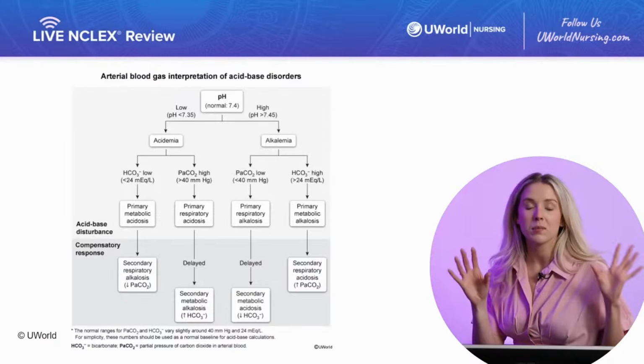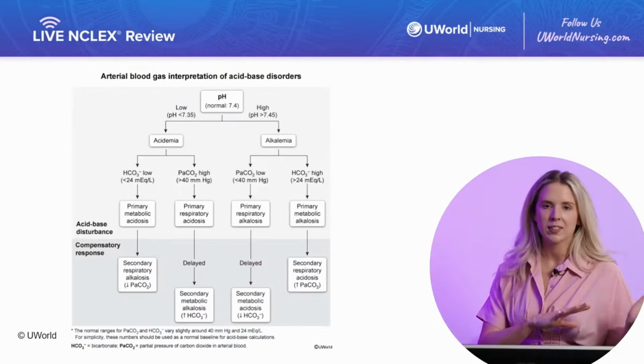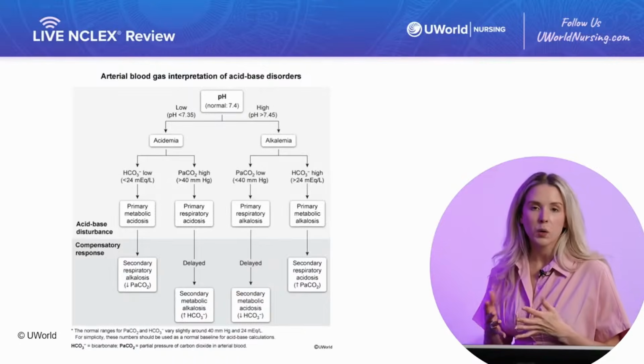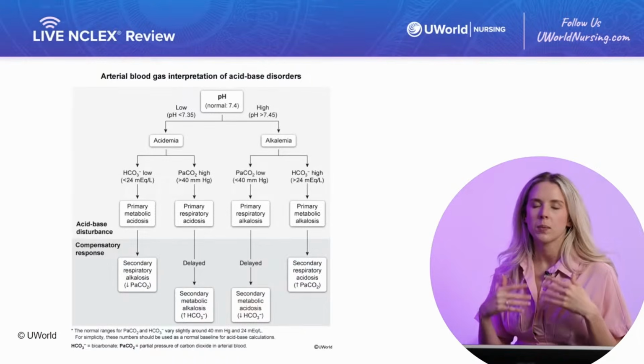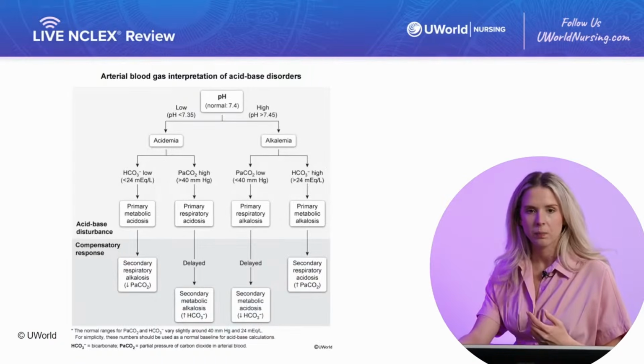Alrighty, so that sums up the bulk of our lecture content. We talked all about the respiratory side, the metabolic side. Now let's go ahead and talk about how we can be presented with a set of lab values. How are we expected to tell these apart?